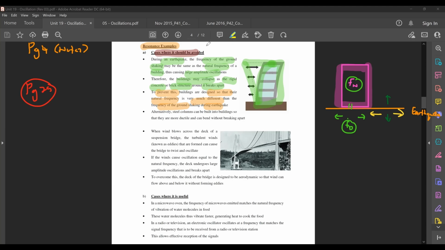Now, you can also try to modify your building a little. You can build steel columns into the building so that it's more ductile and can bend without breaking. What we mean by that is that you drive some sort of steel column into the building like this, so that it strengthens the building and your building can bend a bit more without breaking. Okay, this is one example where resonance should be avoided.